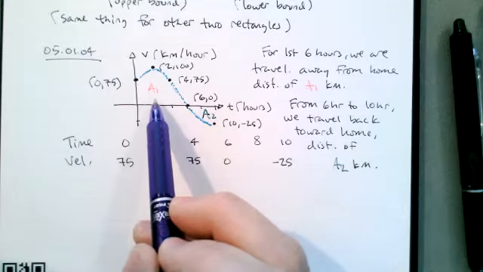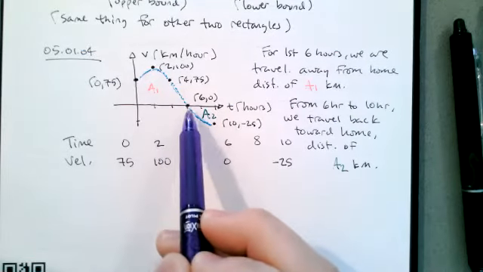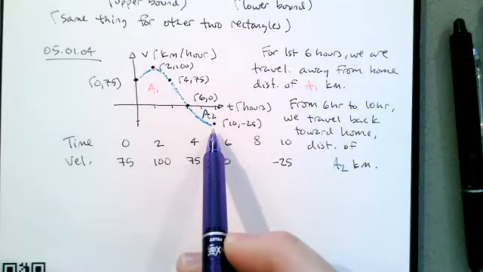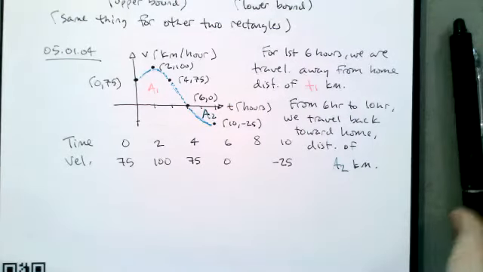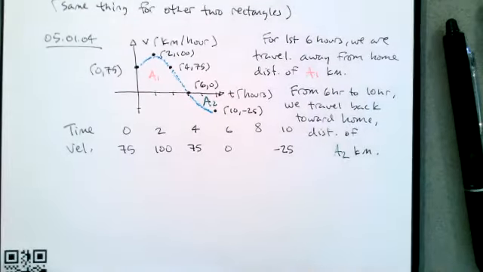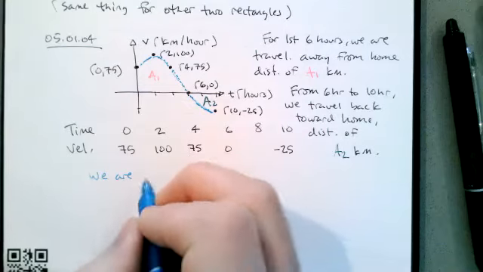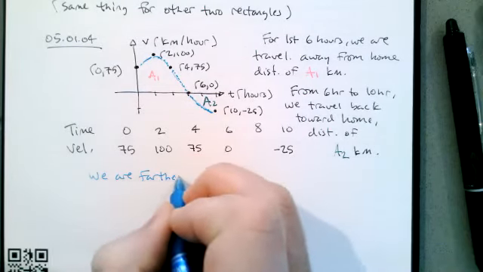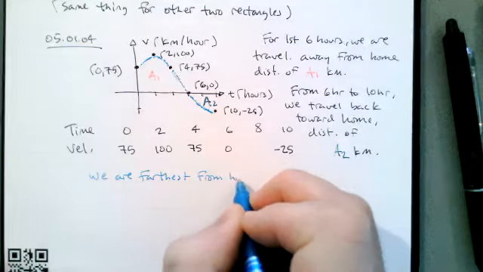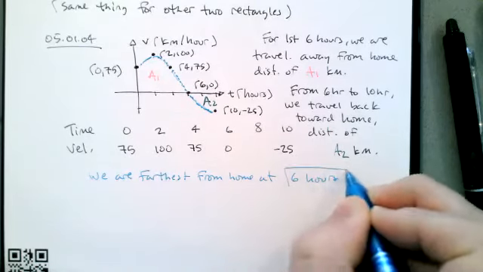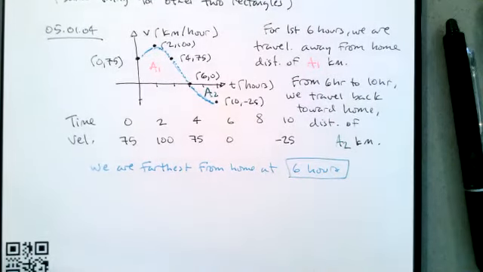At the end of 10 hours, we've gone A1 kilometers away from home, but A2 kilometers back towards home. So we are furthest from home at 6 hours. We're farthest from home at 6 hours. At that time, we are A1 kilometers from home.